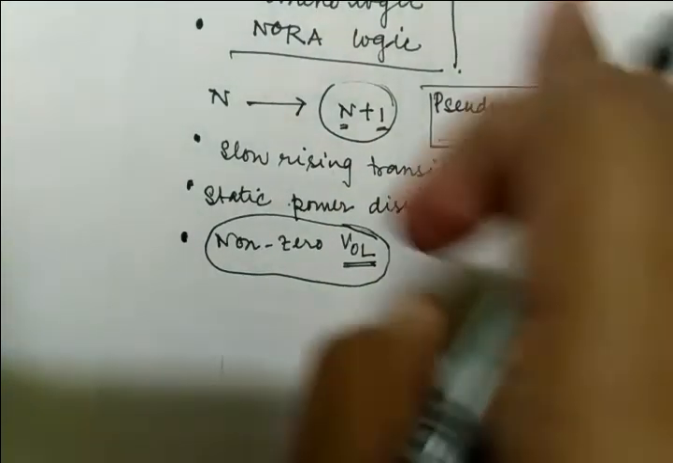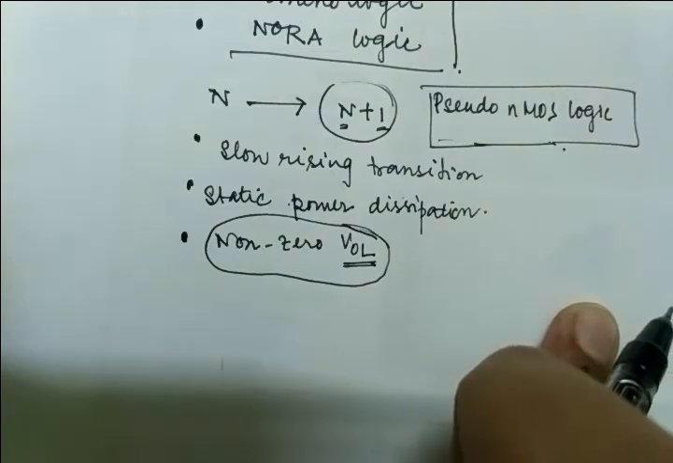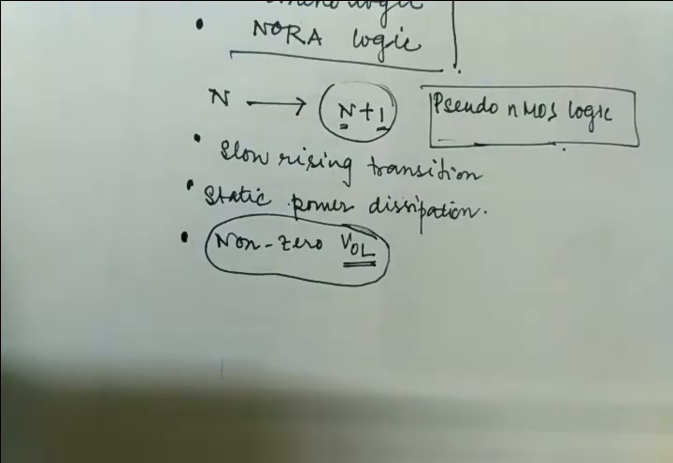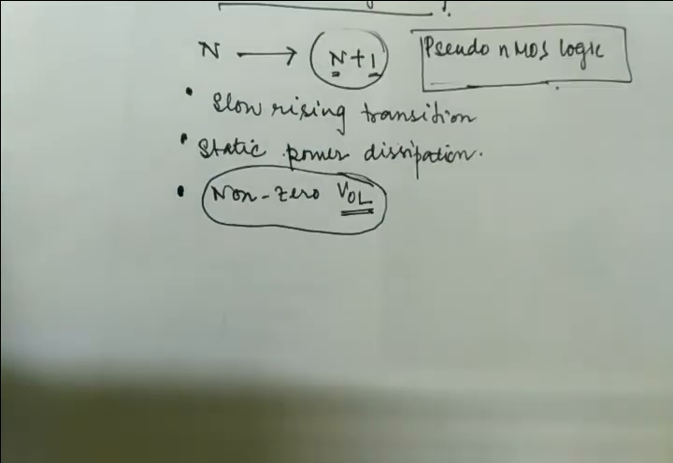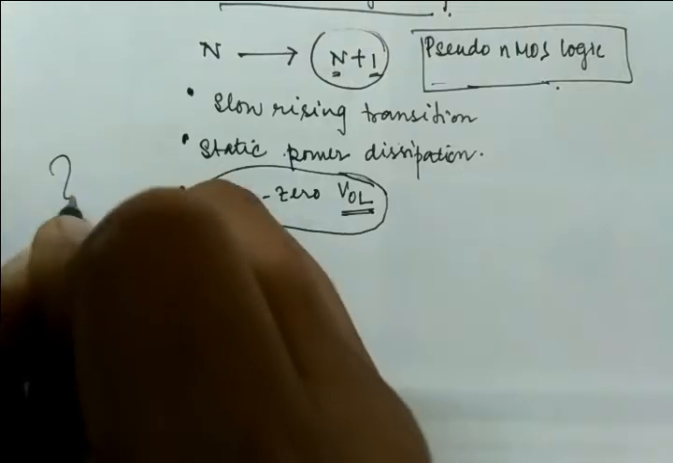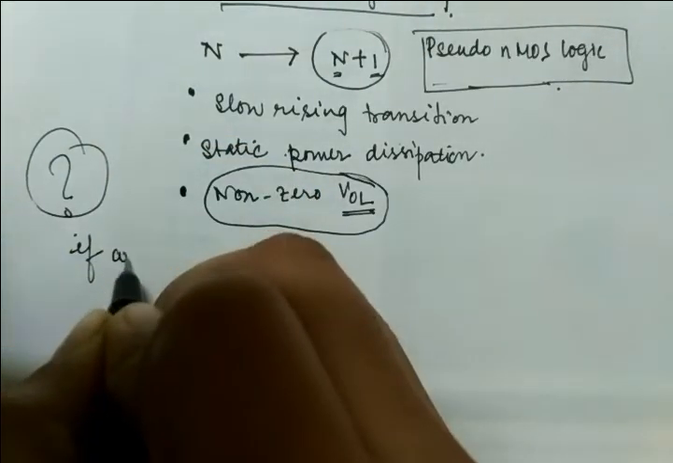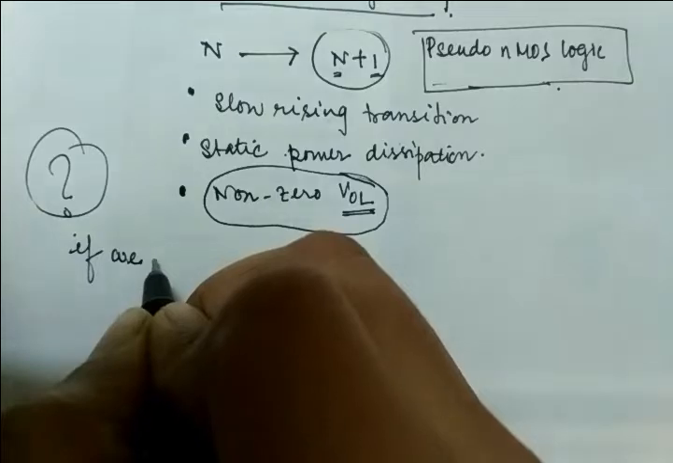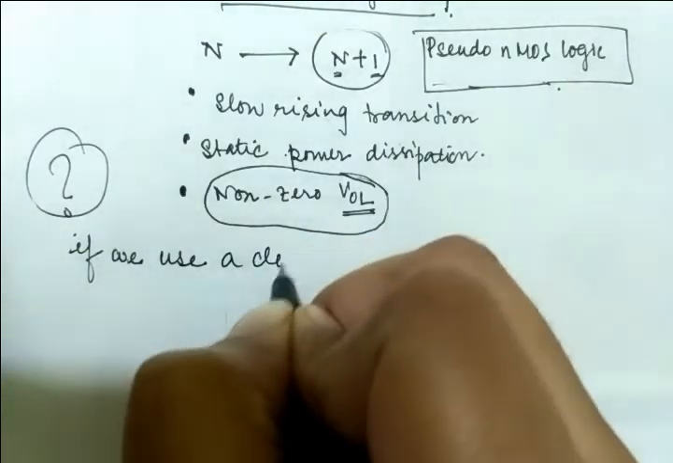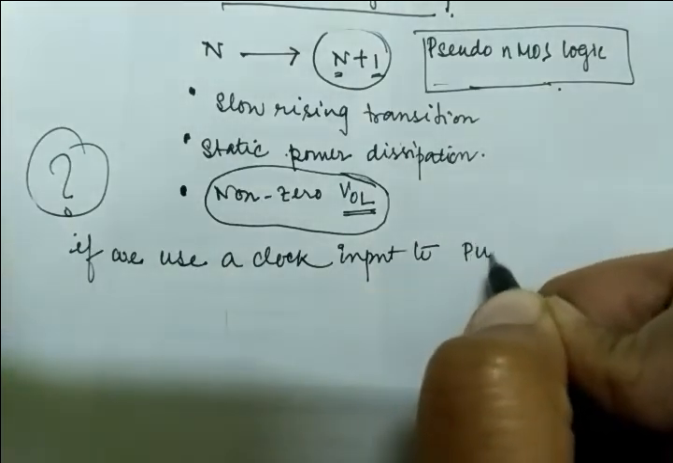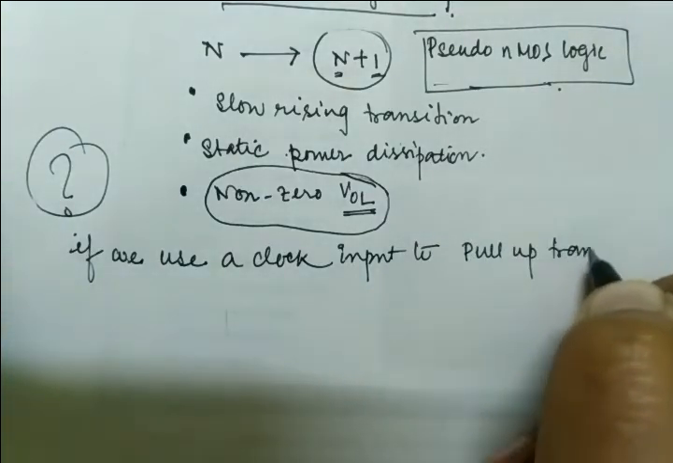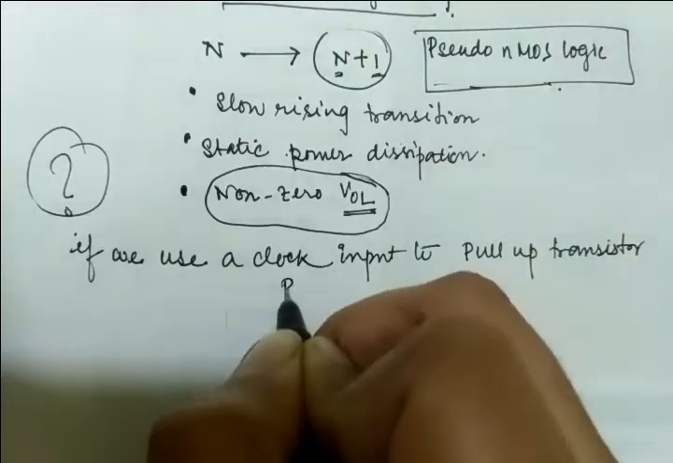Okay, so all these drawbacks of these ratio circuits can be overcome by using a single clock input to the pull-up transistors, right? How can you get rid of that? What is the solution? If we use a clock input to the pull-up transistor. What is the pull-up transistor? That is PMOS.